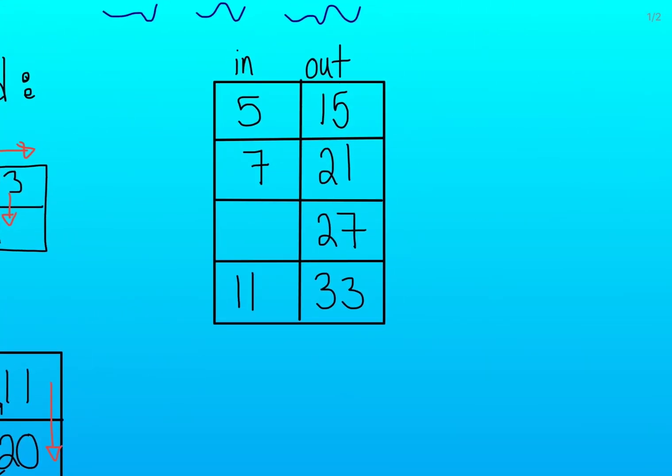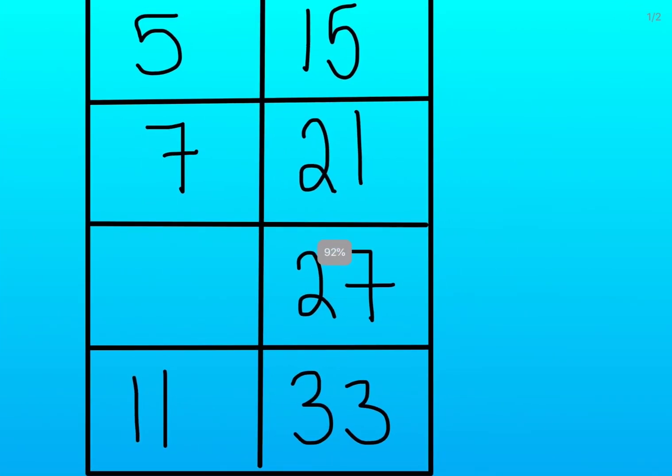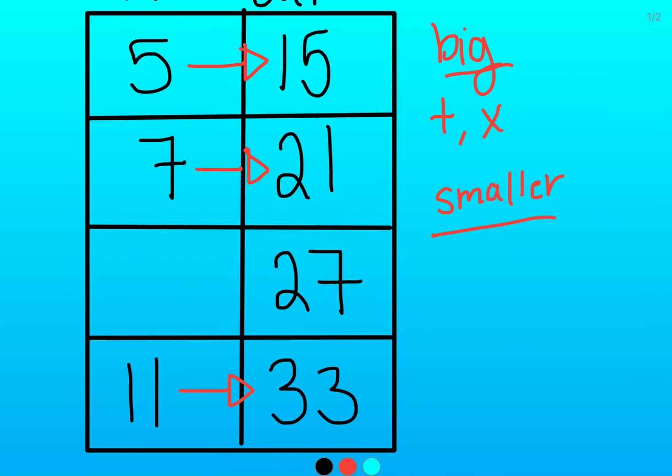What happens if it's going the other direction? Same thing. You don't have a rule box, but you're still going to have to analyze. To go from 5 to 15, what's the washing machine set to? To go from 7 to 21, what's the washing machine set to? To go from 11 to 33, what's the washing machine set to? Are my numbers getting bigger? Yes. If your numbers are getting bigger, try out addition and multiplication. If your numbers are getting smaller, try out subtraction or division.